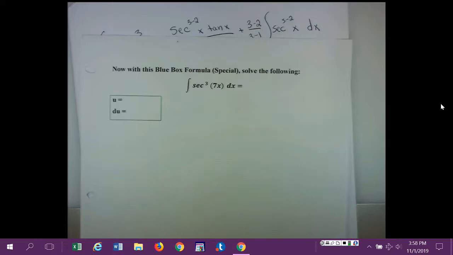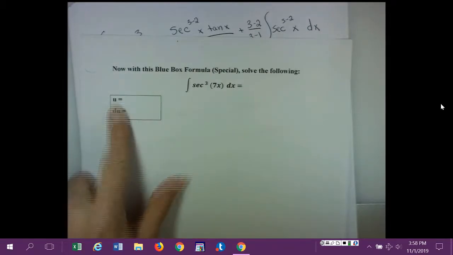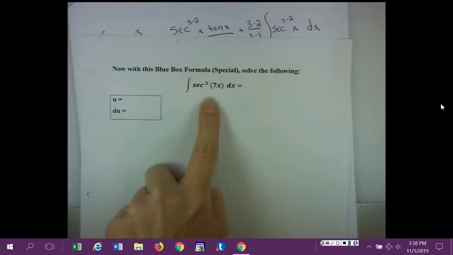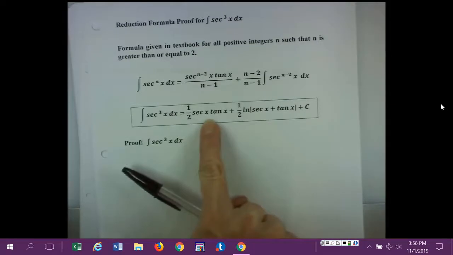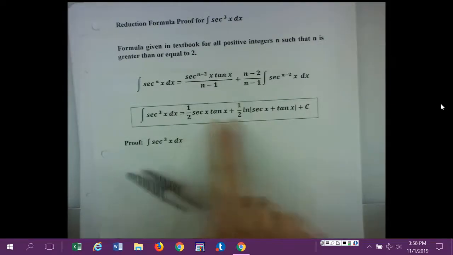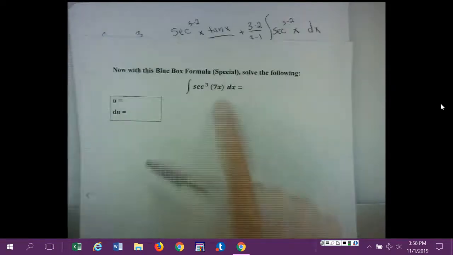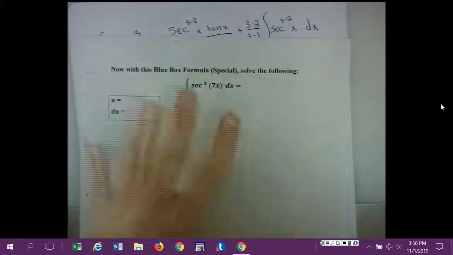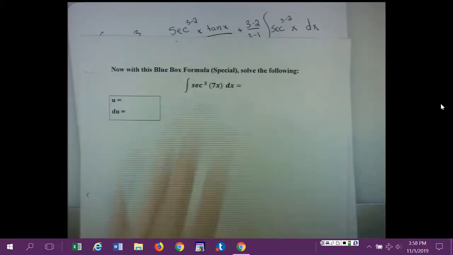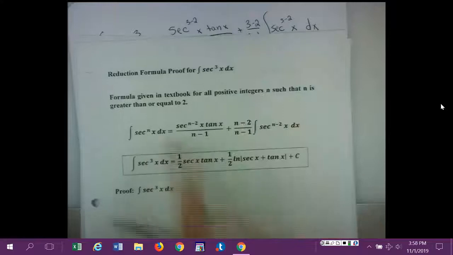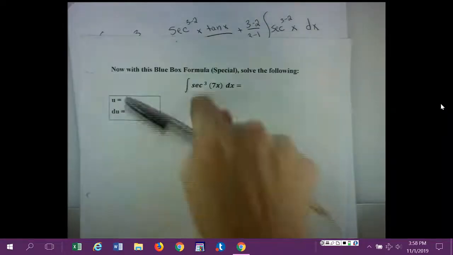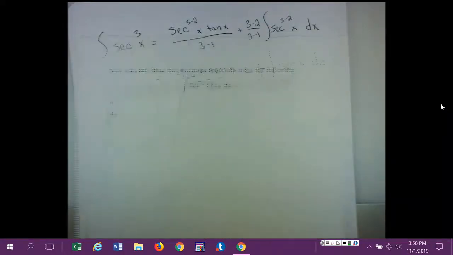Again, after you sub, you let u be 7x and du is 7dx, and you change this to secant of u quantity cubed. You could go directly to the blue box formula, but in terms of u, not x. You could write down the formula, and then the final thing you do for your final answer is go back to x by remembering that u is 7x. So that's more of a test question, not for you to derive the basic formula for secant cubed, but for you to be able to use the formula or blue box special for secant cubed.